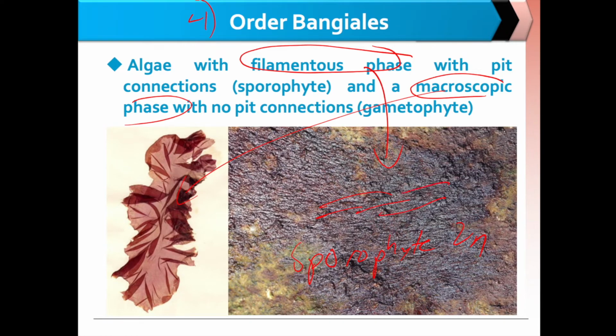So these are filaments, and your filaments have pit connections, right? The different kinds of pit connections we discussed. And your sporophyte is 2N or diploid. Your gametophyte, this one right here, is the more macroscopic base of the organism, and this macroscopic base is the one that is haploid. So this is the gametophyte. This organism right here is your Porphyra, the type organism for your order Bangiales.